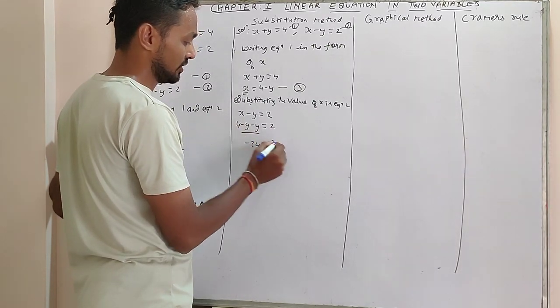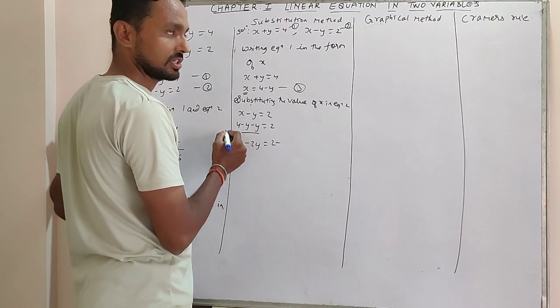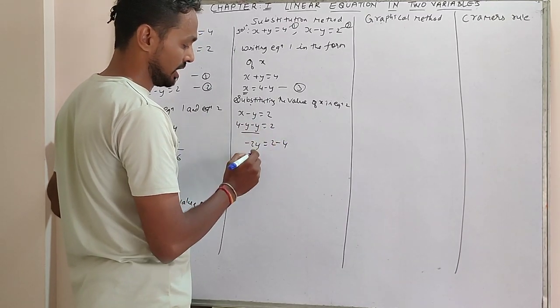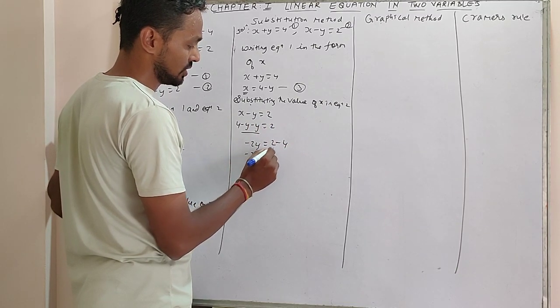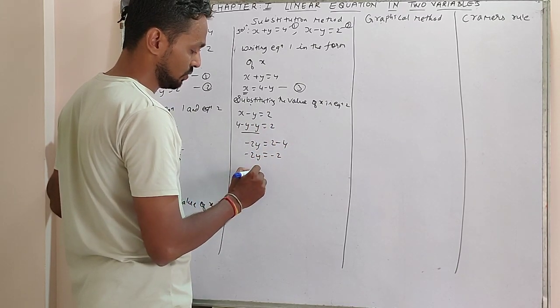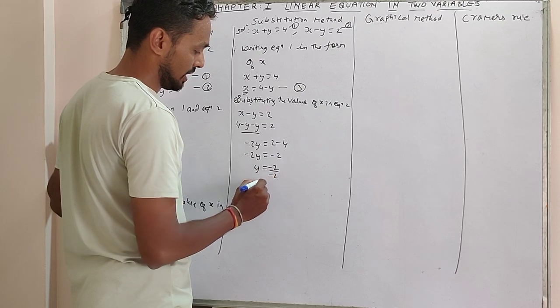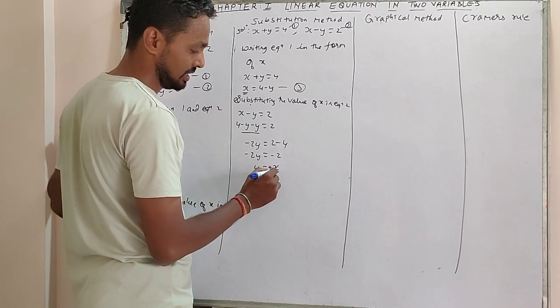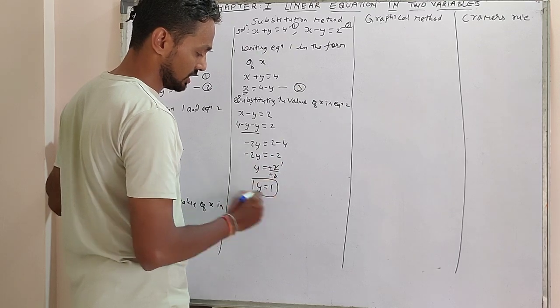This will be 2 and this 4 comes here. And when it shifts from left to right, it is plus 4, it will be minus 4 now. Minus 2y is equal to, what is 2 minus 4? Minus 2. Y is equal to minus 2 upon minus 2. Y will be equal to 1 because this and this get cancelled. 2 ones are 2. So I have got the value of 1.